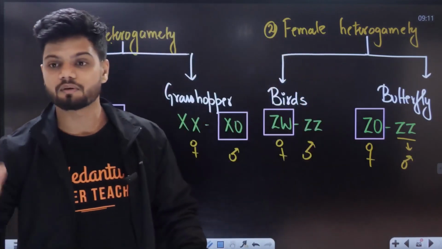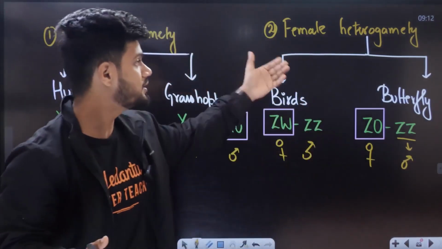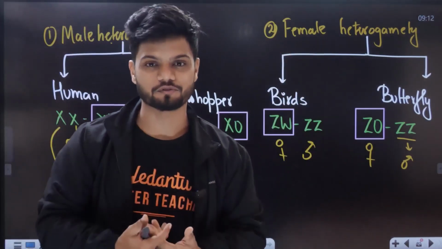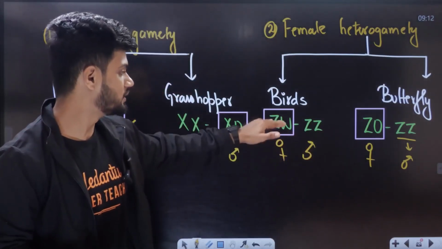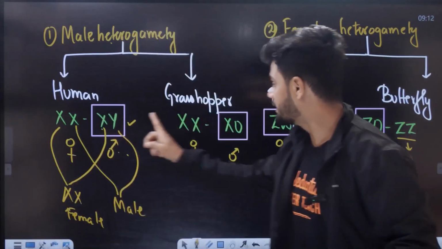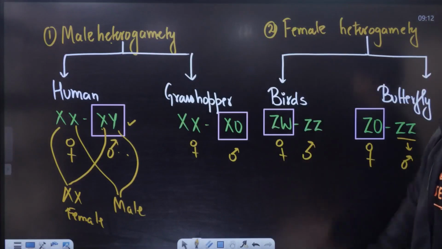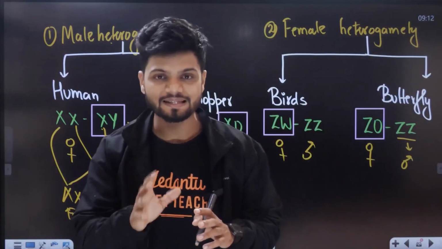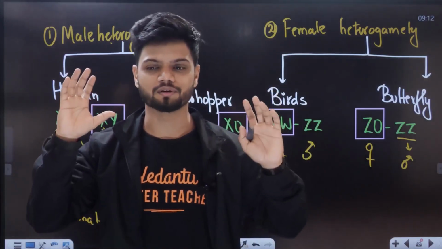So in the case of male heterogamety, the males decide the sex of the offspring. In the case of female heterogamety, it is the females which decide the sex of the offspring. Female determines here because of different type of gametes. Here, male has different type of gametes. That is called male heterogamety and female heterogamety. Importantly, in examination, in KCET examination, there are many questions based on this concept here.